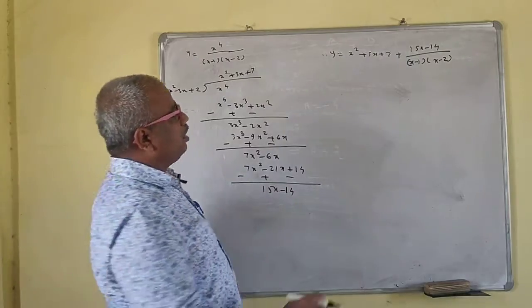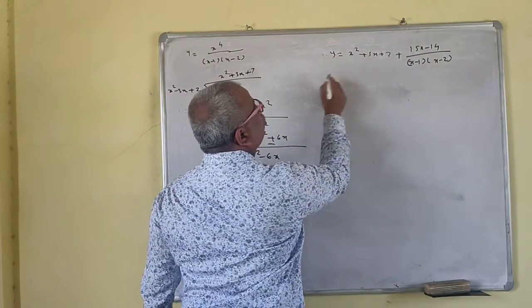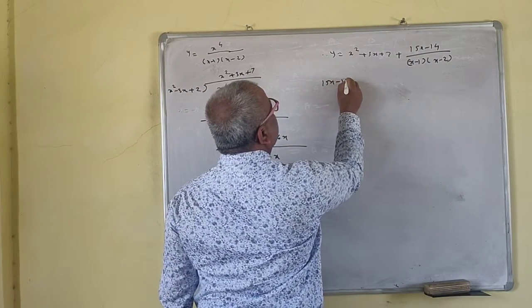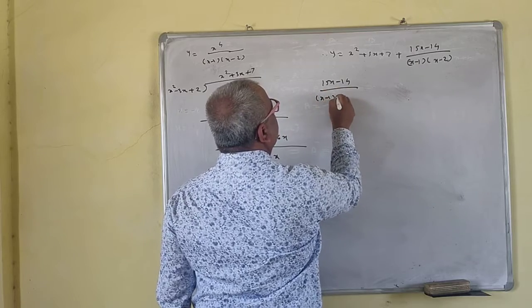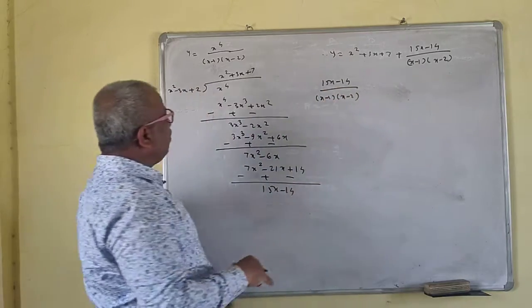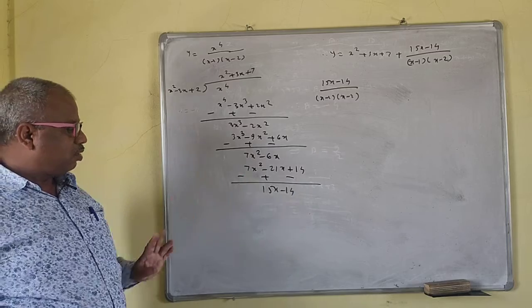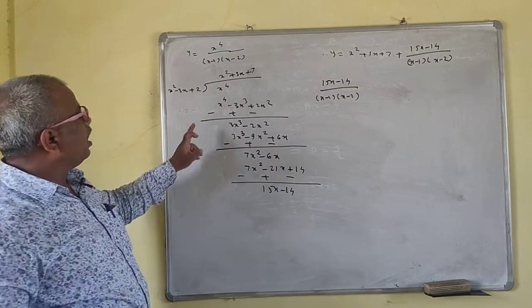You will take this part first. You will simplify this part now, 15x minus 14 upon x minus 1, x minus 2. Note that if you made a mistake somewhere, you will get a wrong answer now. So we will take care everywhere.